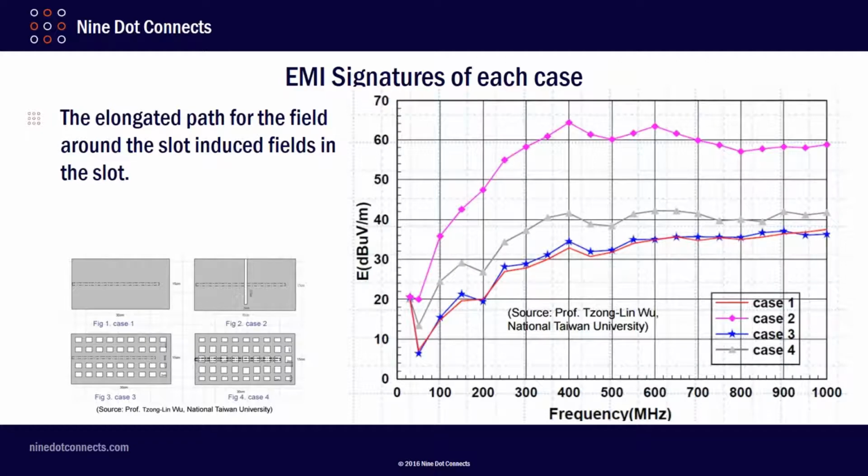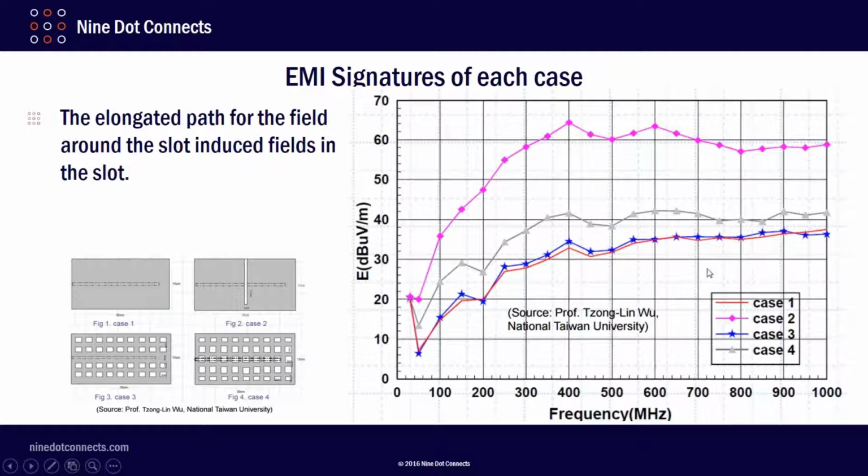The elongated path for the field around the slot induced fields in that slot. So when you're looking at the radiation, then you can see that case 1 and case 3, that's these 2 on the left, were really very well behaved. In other words, they didn't have a large amount of electric field that wasn't radiating.